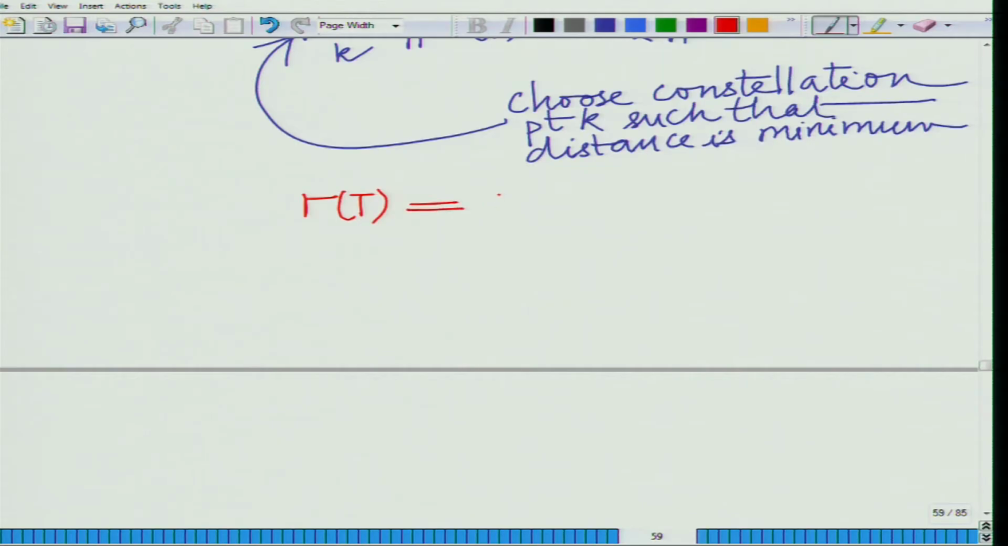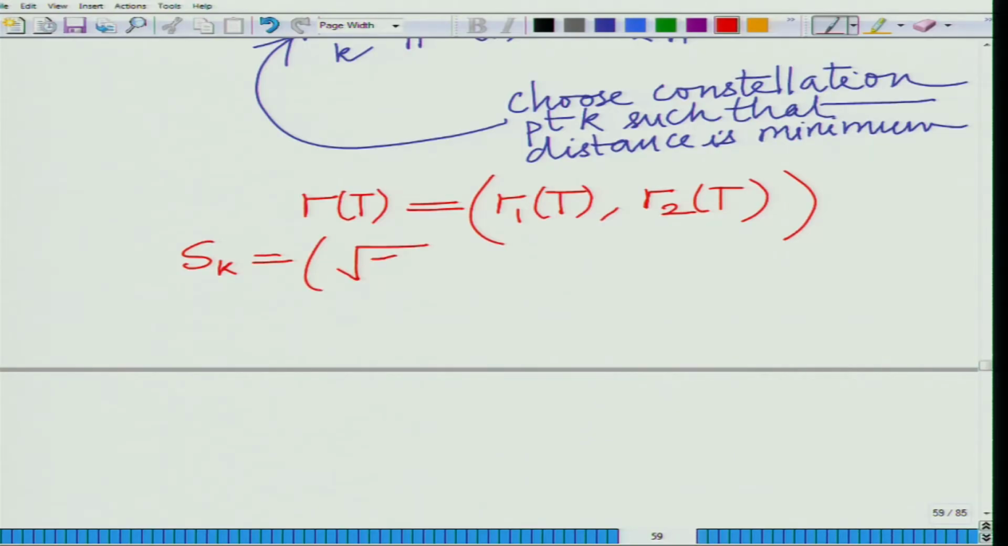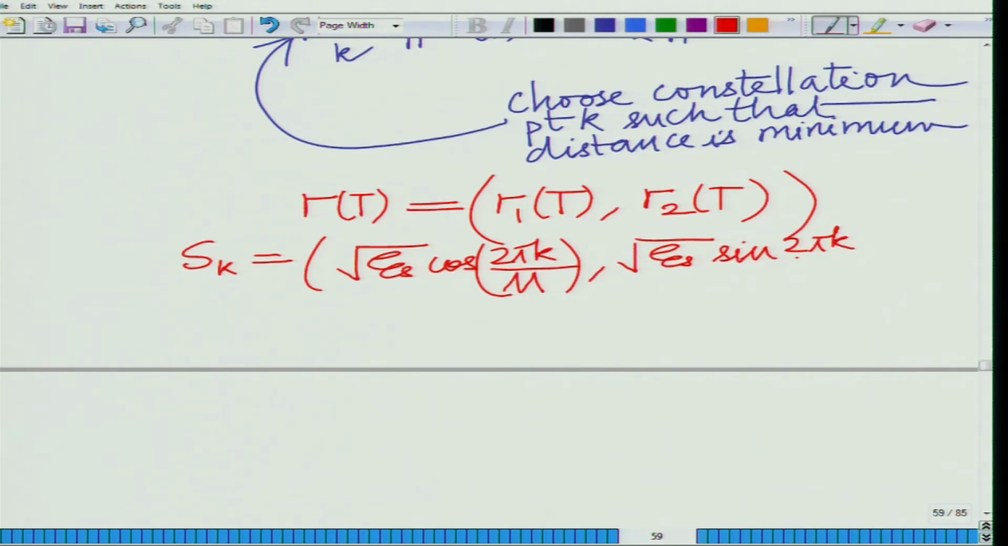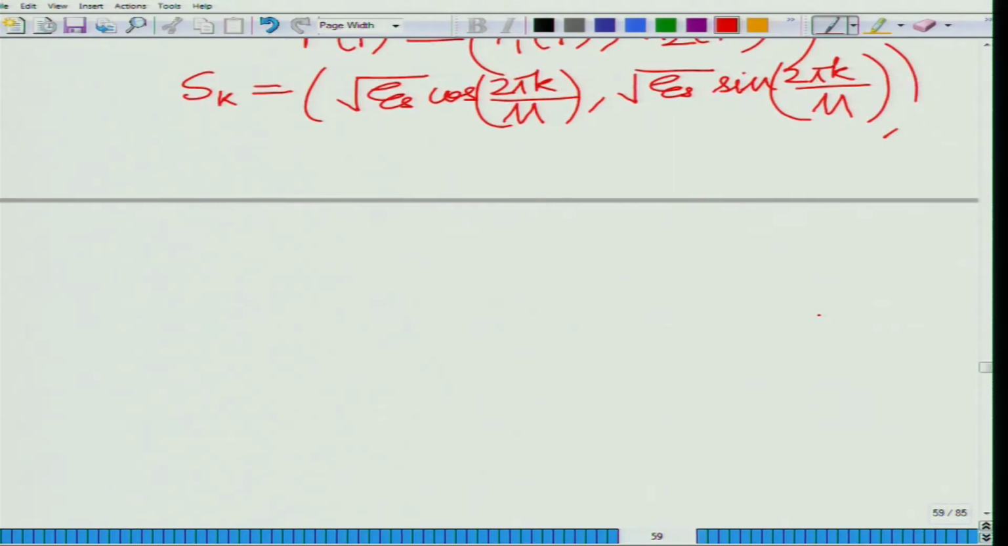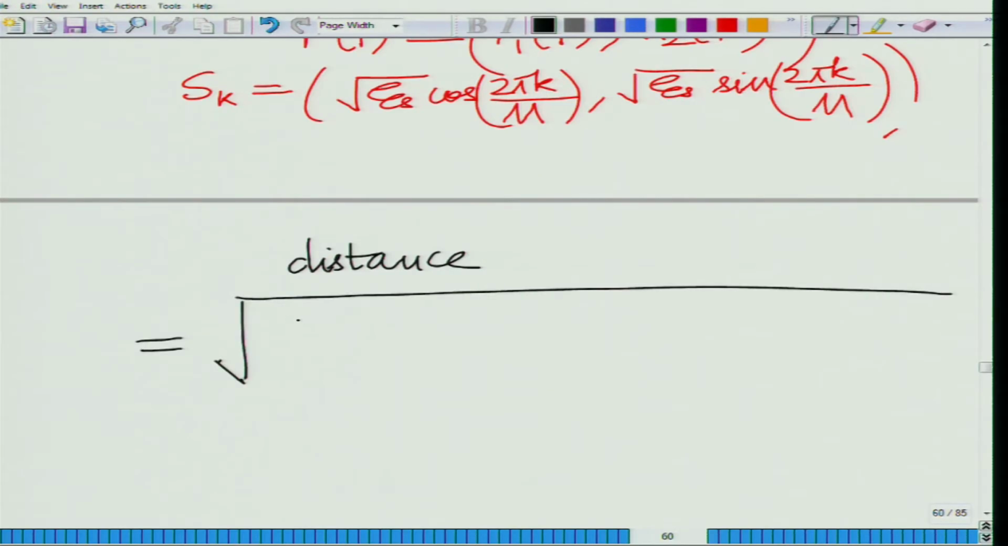And I can express, once again, r(t) equals (R1, R2), it is a 2-dimensional point, and S_k equals (square root of Es cosine 2 pi k by M, square root of Es sine 2 pi k by M). So, the distance will be, well, we know how to measure the distance between two dimensional points.